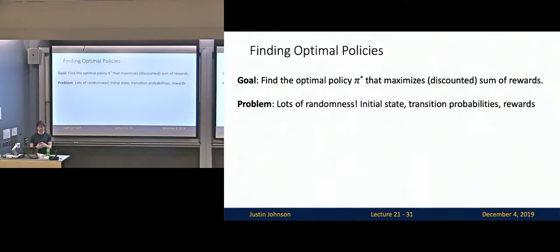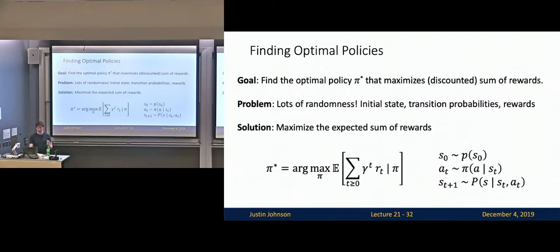This policy, the actions that we take might be random, and the rewards that we get at each time step might also be non-deterministic. So then the solution is that we want to maximize the expected sum of rewards, because the actual rewards we're going to get are going to be somehow random. So the best we can do is maximize the expected value of the rewards that we will achieve if we follow this policy.